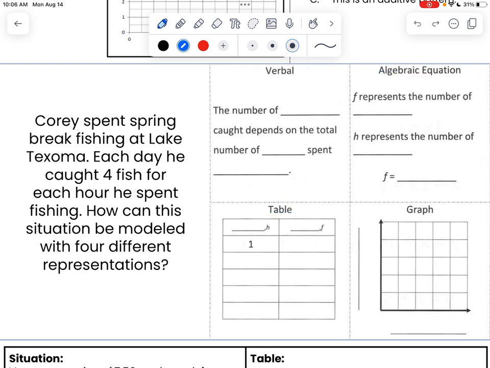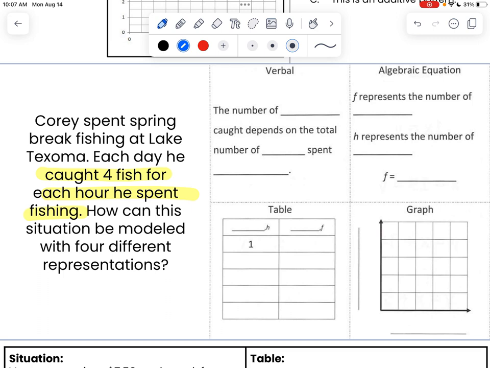So we have Corey here, and he spent spring break fishing at Lake Texoma. And each day he caught 4 fish for each hour he spent fishing. And I think that's important, that he caught 4 fish every hour that he was fishing. We want to know, how can this situation be modeled with the 4 different representations?